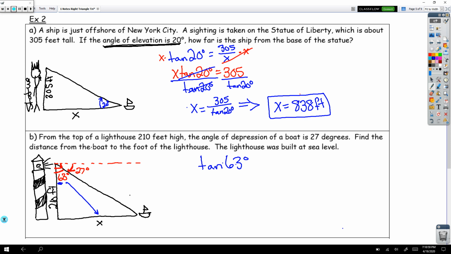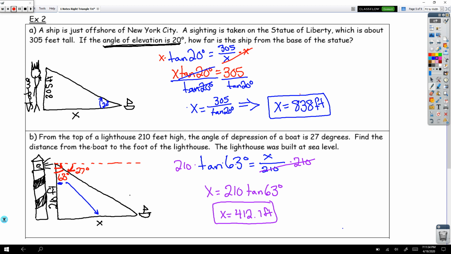So opposite of 63 degrees would be the x. So on this one, the x is going to be on top, which makes things a little bit easier. Adjacent side is 210. So to solve for x, I just have to multiply both sides by 210. So x equals 210 tangent 63 degrees. Type that in to your calculator, and we get 412.1 feet.